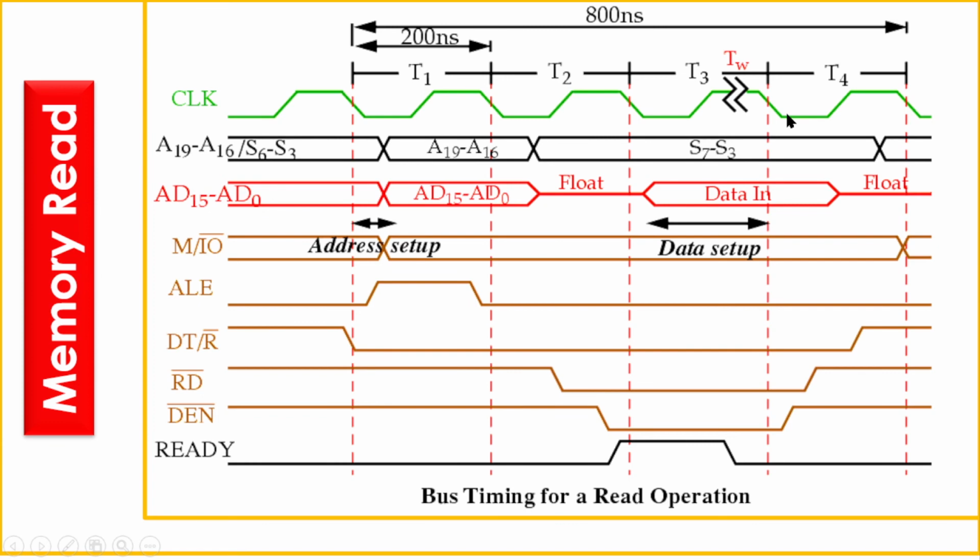Clock signal, just draw the number of T states. Then the higher order addresses 16 to 19 are multiplexed with status signals, so they are demultiplexed. Address and data signals are also demultiplexed here, depending upon the ALE. The memory M bar IO bar signal is in this case always high because it is related to memory, not IO, so it is always high. Then ALE is 1 only for the first T state, and so on. Likewise we can understand the memory read.